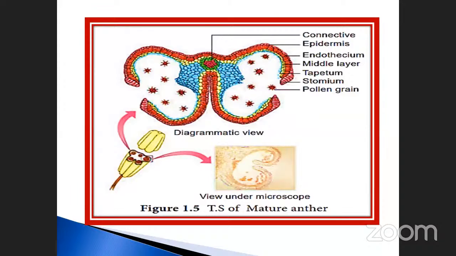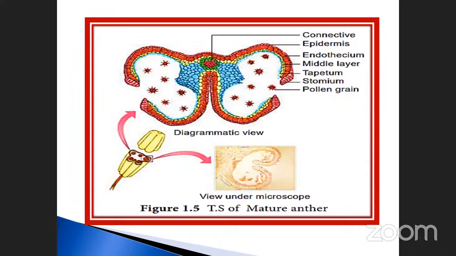Inside, what happened? These are the outer layer, connective tissue, epidermis, endothecium, sorry, middle layer, tapetum, and stomium. This area only, I already told you, is where dehiscence takes place, mostly the stomium region. Then the mature pollen grains come out and reach the stigma.